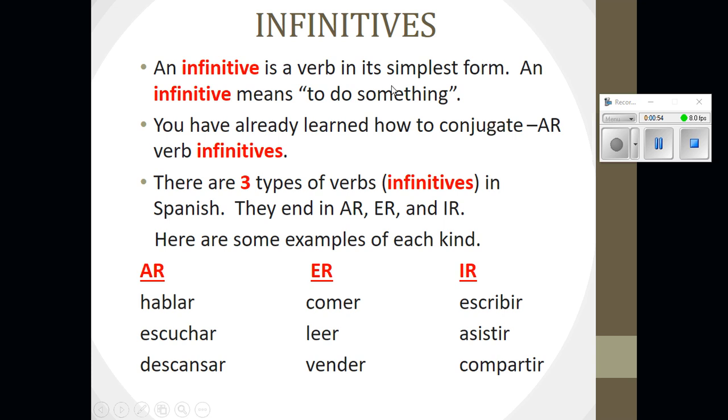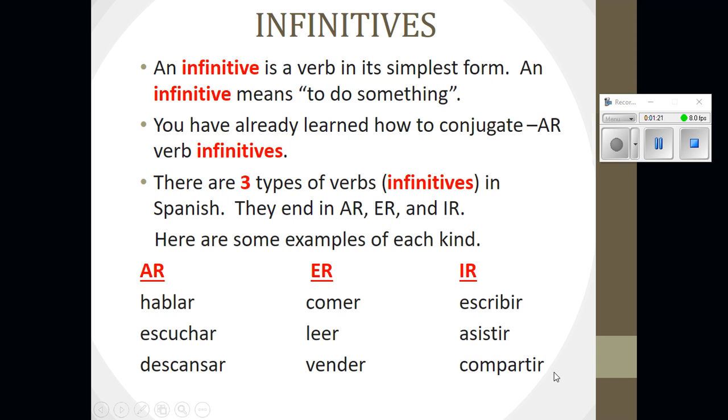Okay, so let's review some AR verb infinitives. Hablar is to talk or speak. Escuchar is to listen, and descansar is to rest. Okay? We're going to talk today about ER and IR verbs, so here are a few examples of those. Comer is to eat, leer to read, vender to sell. IR verb infinitives, escribir is to write, asistir is to attend, and compartir is to share.